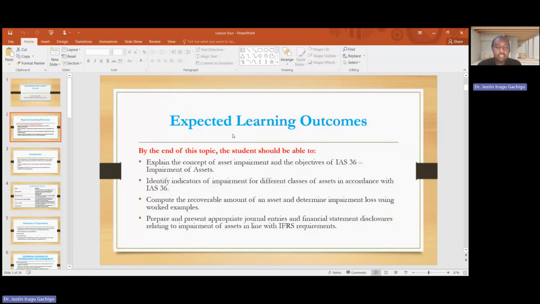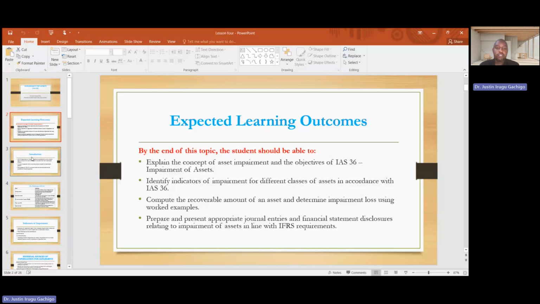By the end of this class, these are the expected outcomes. Number one, you should be able to explain the concept of asset impairment and the objective of IAS 36. You should be able to identify indicators of impairment for different classes of asset in accordance with IAS 36. You should be able to compute recoverable amount of asset and determine impairment loss using worked examples. You should be able to prepare and present appropriate journal entries and financial statement disclosures relating to impairment of asset in line with IFRS requirements.